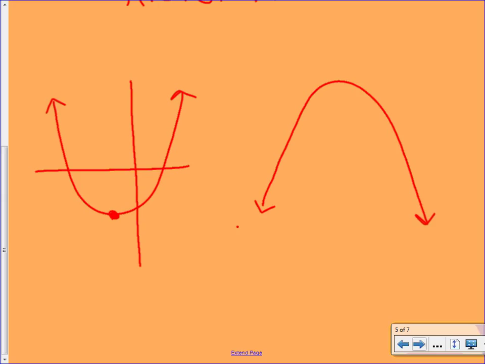Okay. What about the vertex here? It's the maximum. It's the biggest. It's the highest point on that graph. Okay. So if there's a question that asks you for some highest value, and you have a parabola opening down, then you'd be looking for the what? The vertex. Excellent.